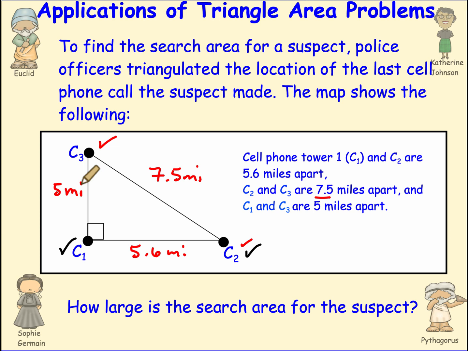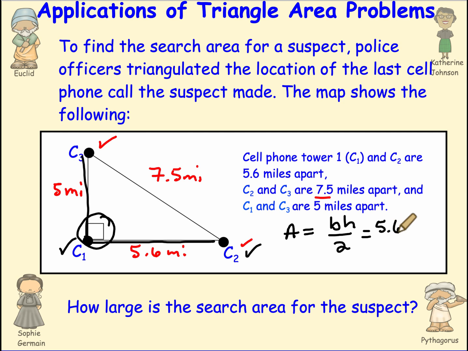Okay, so what is our base and what is our height? We know that the area of this, being that it's a triangle, is the base times the height divided by 2. So here's my right angle, and I know that one of these has to be my base and one of them has to be my height. And since it's a right triangle, it doesn't matter which is which. So I'm going to use 5 6/10 as my base, 5 as my height, and now I go ahead and do my math.